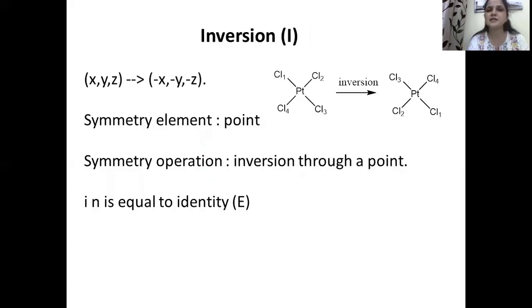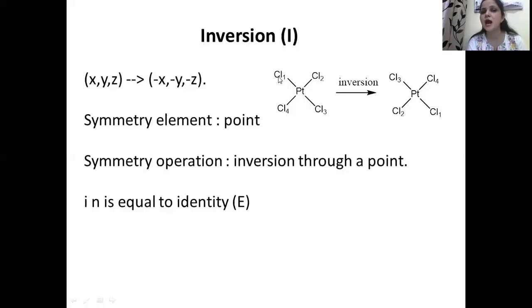The next symmetry operation is the inversion center. The inversion center is denoted by i, as I told you earlier also. Let us take the example of PtCl4, where platinum tetrachloride has a square planar structure. If I extend each of the atoms, Cl1 to Cl3, Cl2 to Cl4, every line passes through a common point, which is the platinum. This platinum point is called the inversion center.